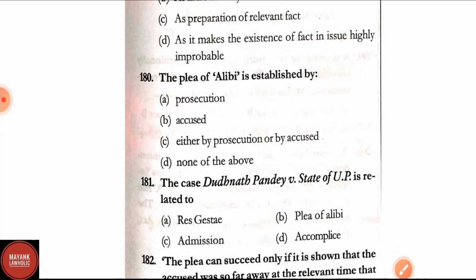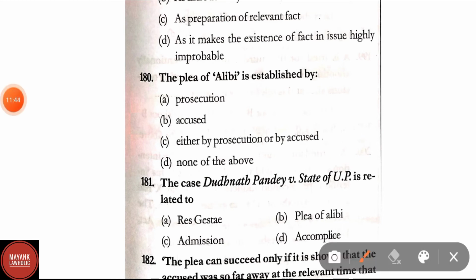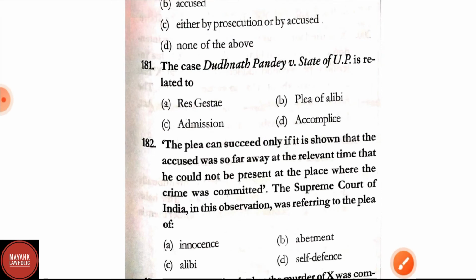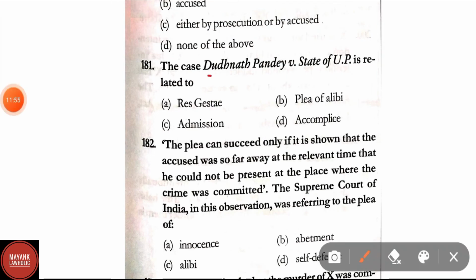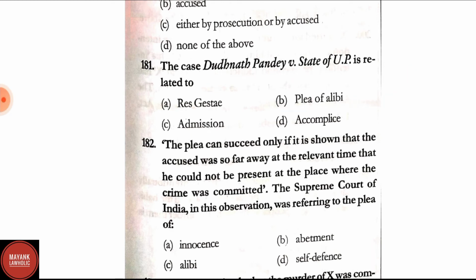Question number 180. The plea of alibi is established by option A, prosecution. Option B, accused. Option C, either by prosecution or by accused. And option D, none of the above. Correct answer is option B. Plea of alibi is established by accused. Question number 181. The case of Dudhnath Pandey versus State of Uttar Pradesh is related to option A, res gestae. Option B, plea of alibi. Option C, admission. Option D, accomplice. Correct answer here is option B, that is plea of alibi.